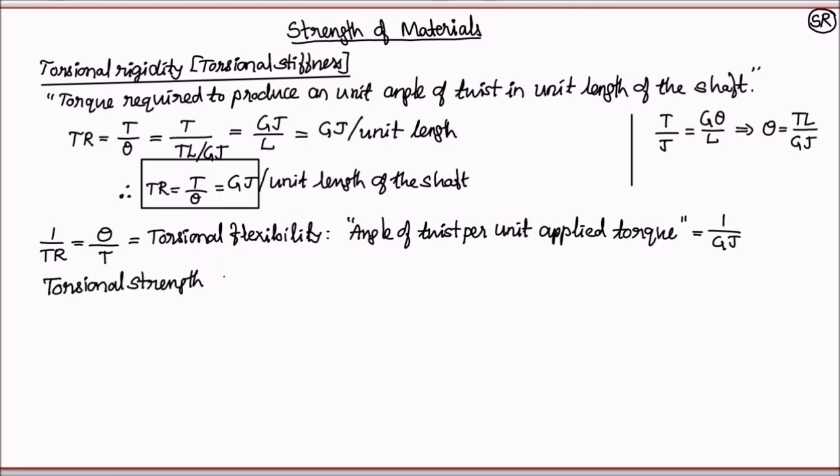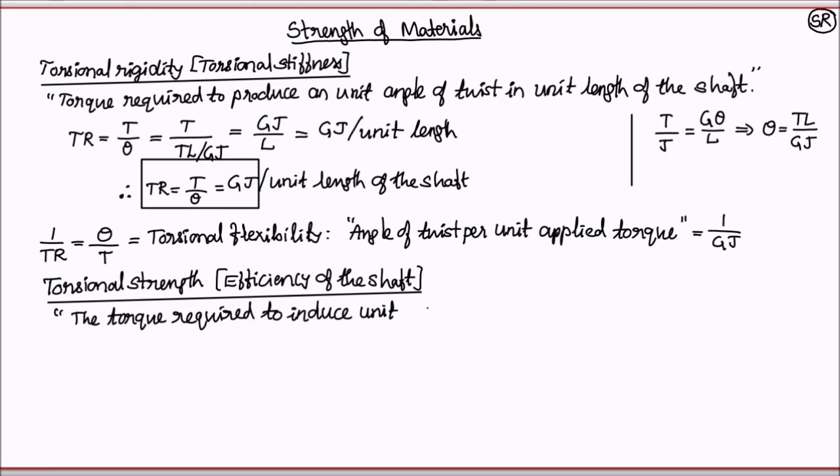One more parameter that is important is torsional strength. Normally, we compare different shafts in terms of torsional stiffness or torsional strength. Torsional strength is also called the efficiency of the shaft. The definition of torsional strength is the torque required to induce unit maximum shear stress. So it is T by tau. If you compare this with torsional stiffness, which is T by theta, torsional strength is T by tau. TS stands for torsional strength here. So TS is equal to T by tau.